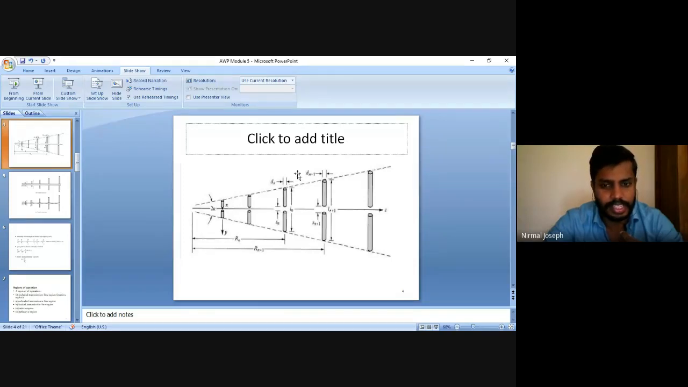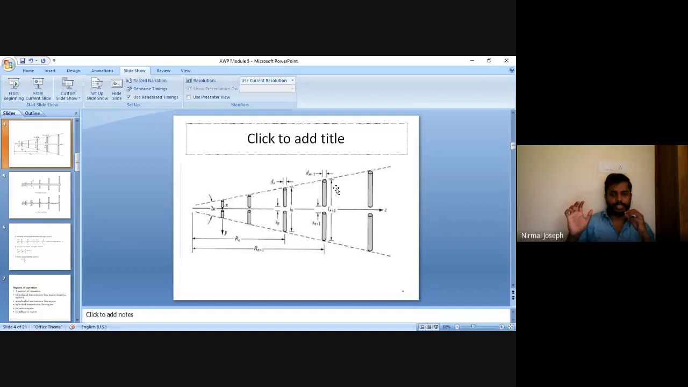Then when L is equal to lambda by 2, at that particular point, that will be the central point of the array. That will be the active region. Then after that, towards the far end, in this portion L will be greater than lambda by 2. That is the reflective region. So this is the thing with the three regions of operation of the log periodic antenna.